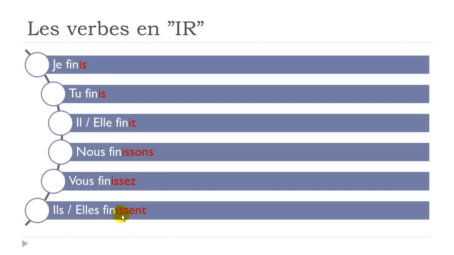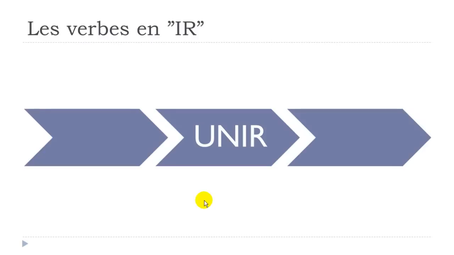Ils finissent. So remember, as usual, when we've got the verbs, E, N, T, not pronounced. Ils finissent. Elles finissent. Alright, so let's see them one more time. Je finis. Tu finis, il finit, elle finit, nous finissons, vous finissez, ils finissent, elles finissent. Alright, let's take another example.